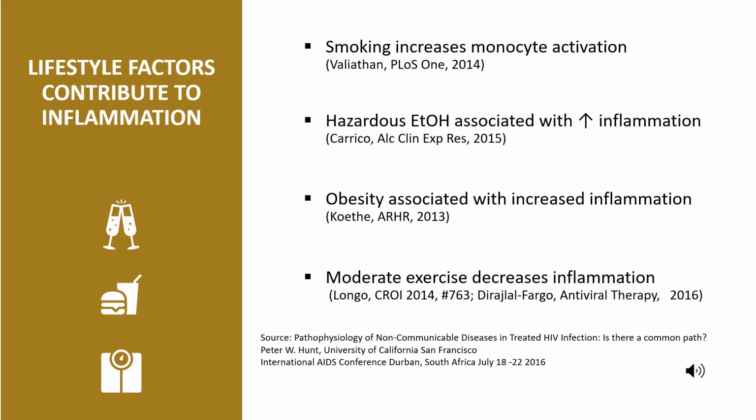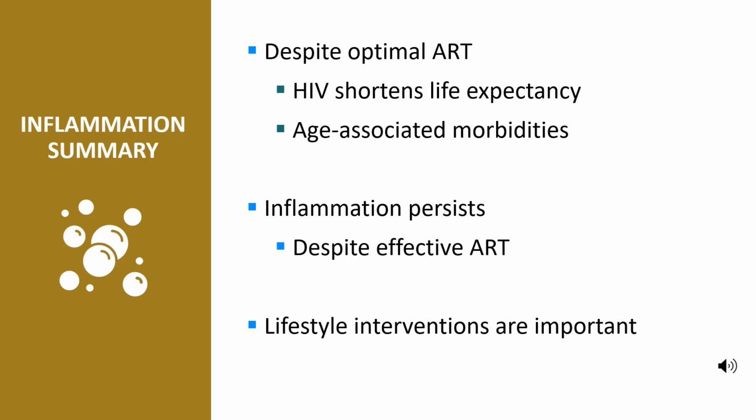In addition to HIV as a driver of inflammation, lifestyle factors that also contribute to a state of chronic inflammation include smoking, hazardous alcohol consumption, and obesity, while moderate exercise reduces inflammation. All people living with HIV should be advised to quit smoking, consume alcohol responsibly, lose weight if they are overweight, and exercise regularly. Let's summarize this section of the module.